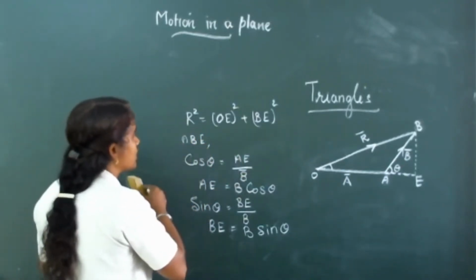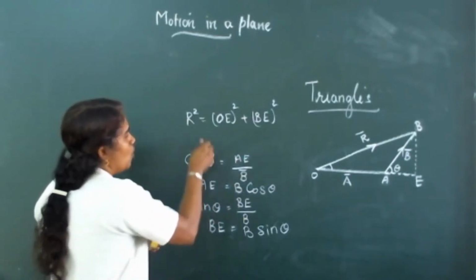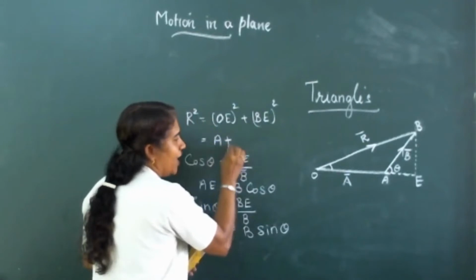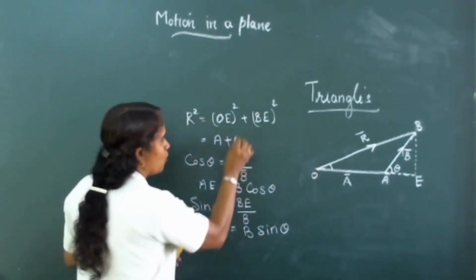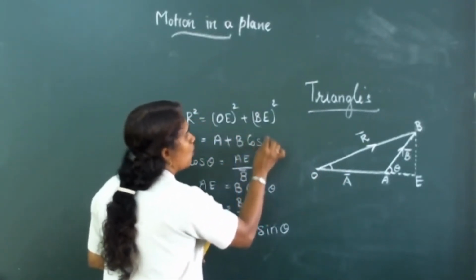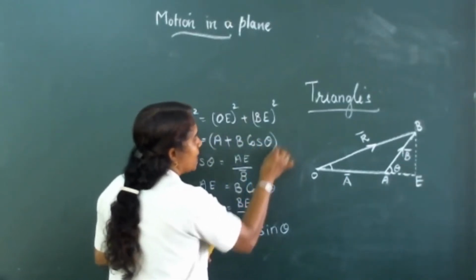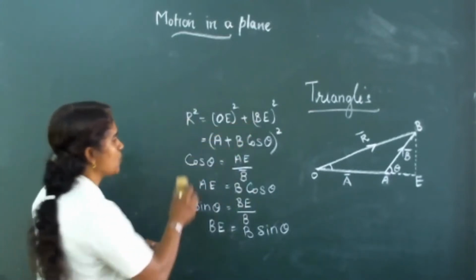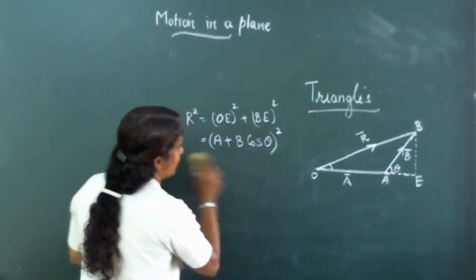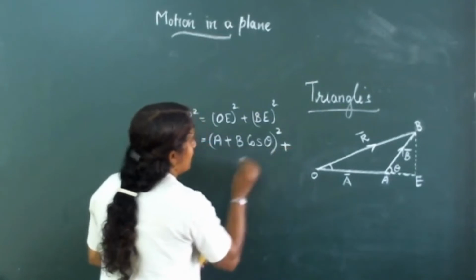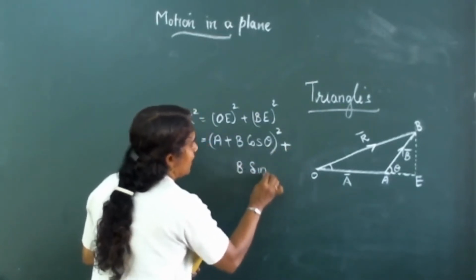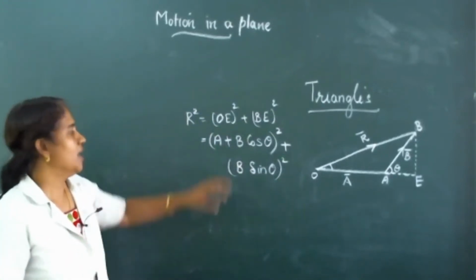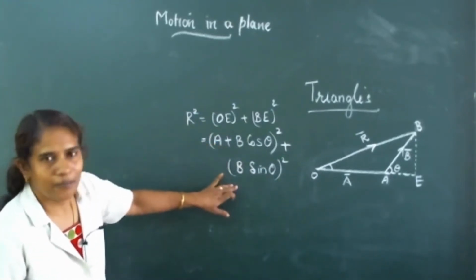Then what will be R square? R square is equal to OE, which is the sum of OA, that is vector A, and AE, that is B cos theta, its whole square. So A plus B cos theta whole square plus BE square. BE means B sin theta. So plus B sin theta whole square, right? Like OE square plus BE square.